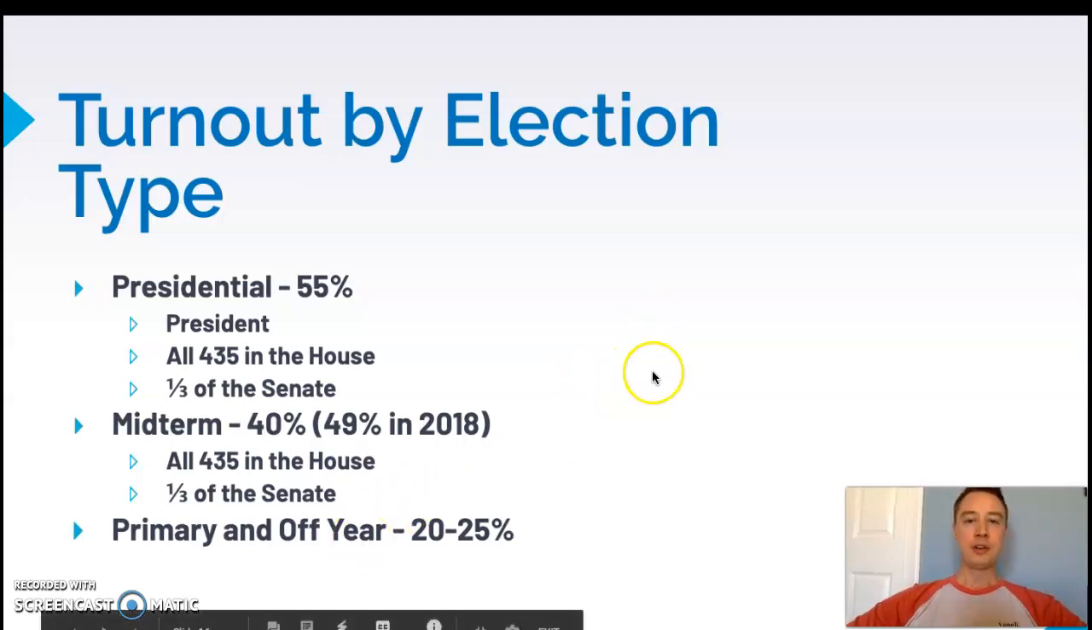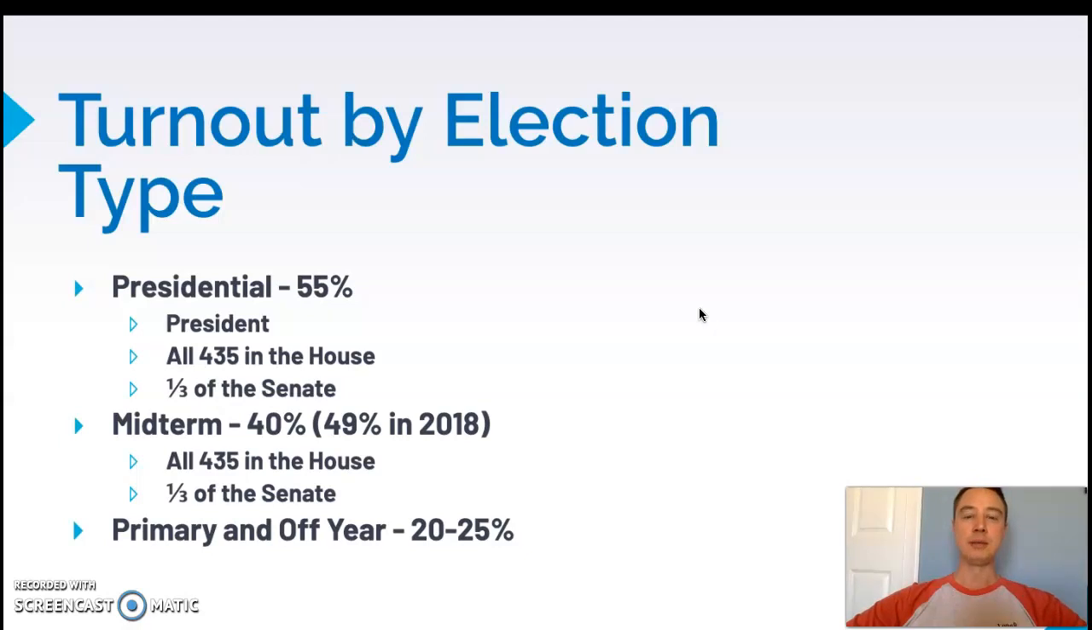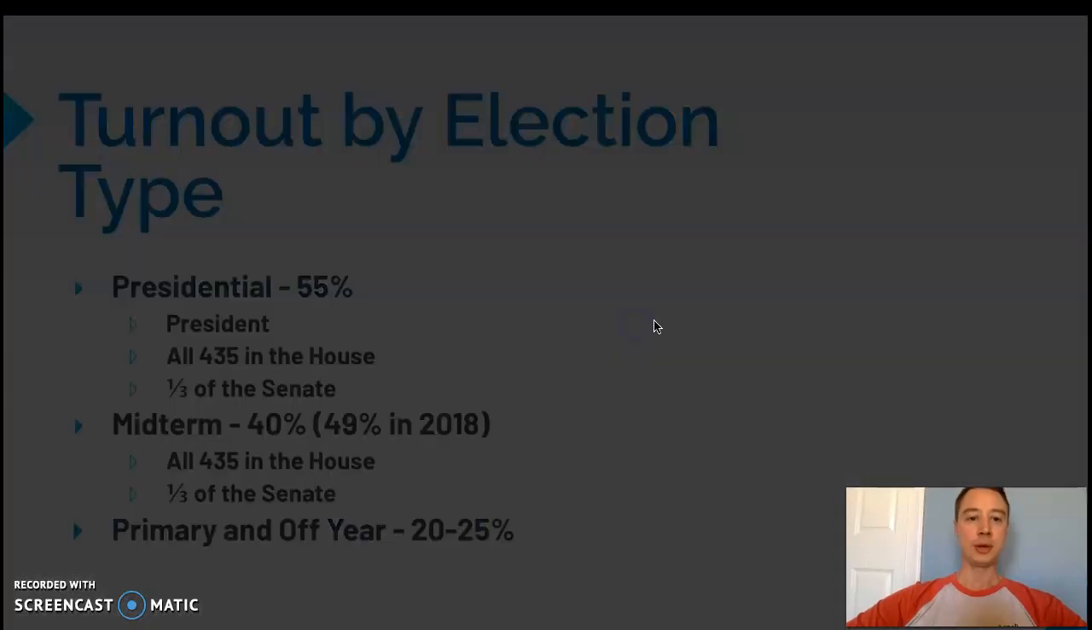Now, in primaries and off-year elections, you're looking at about 20 to 25%. Depending on where you live, there might not even be any competitive primaries, so that sort of makes sense. I mean, why show up when there's nobody on your ballot? Like, who's running against Bob Gibbs this year on the Republican side? My guess is nobody. For a lot of people, there's just not enough on your ballot to make it worth showing up.